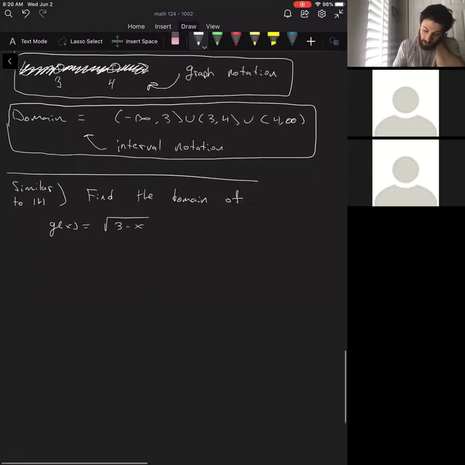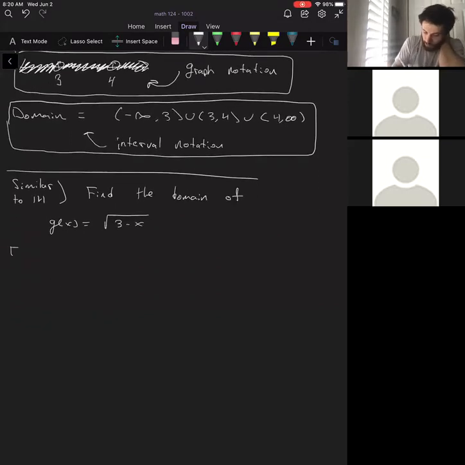Again, with domains, are there fractions or are there square roots? If we look at this problem, we see there are no fractions, so we're not setting anything equal to 0 here. But there are square roots, so this answer is yes. What we need to do with square roots is take the inside and set it bigger than or equal to 0. So the inside is 3 minus x, and this needs to be bigger than or equal to 0. If we add the x over, we just get 3 is bigger than or equal to x.